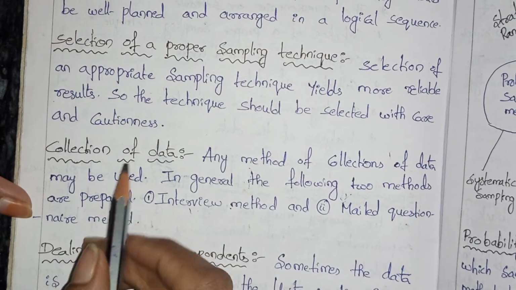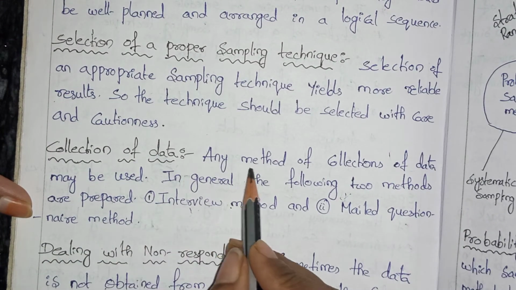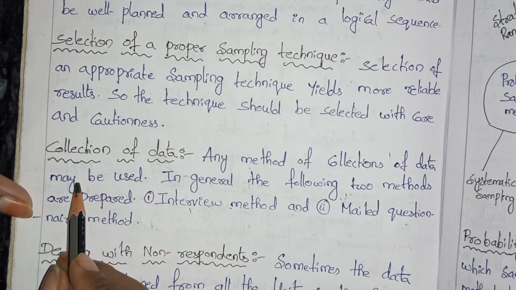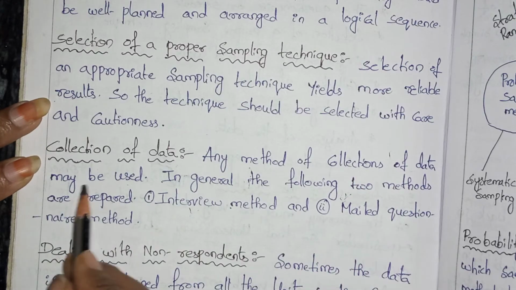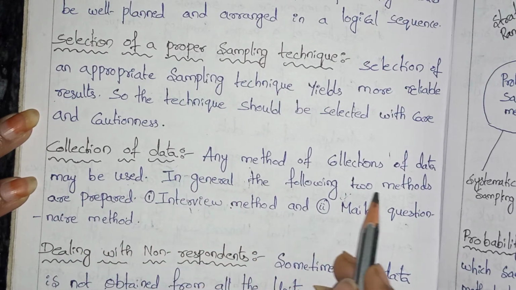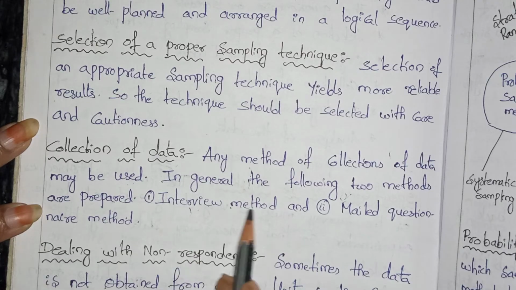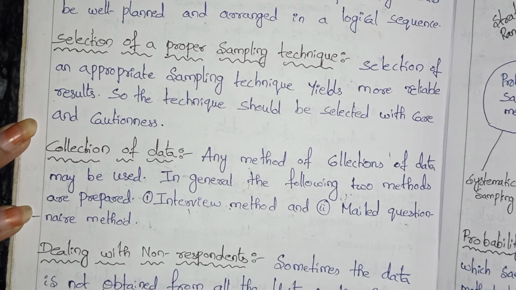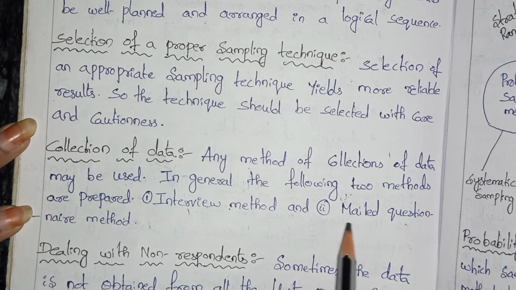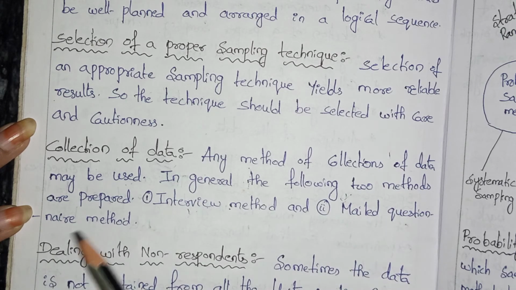Next, selection of data. Any method of collection of data may be used. In general, the following two methods are preferred: interview method or mailed questionnaire method. Whenever we do the survey, mostly we have to follow these methods: interview method and mailed questionnaire method. If the area is very large, we can follow the mailed questionnaire. If the area is very small, we can follow the interview method, that means we can go house to house, the direct method.